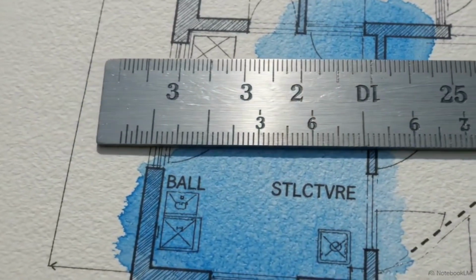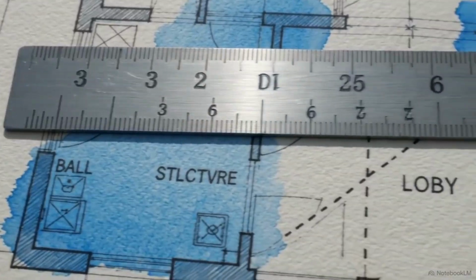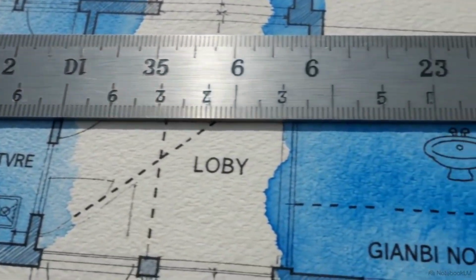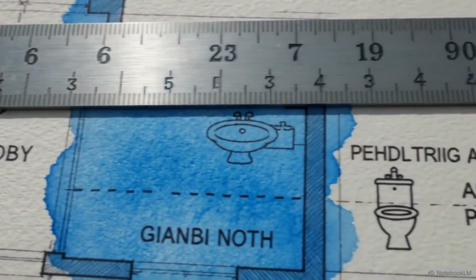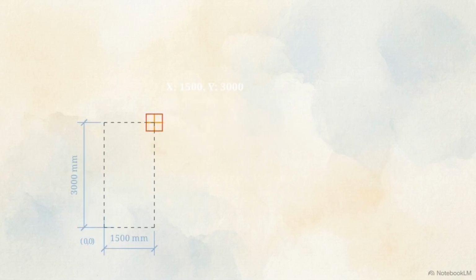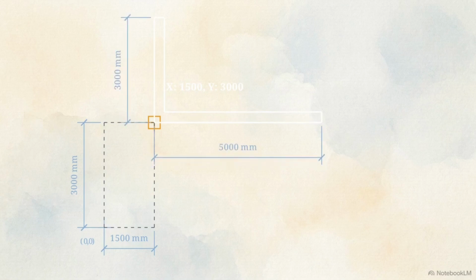Millimeters serve as the absolute standard for architectural and engineering drafting worldwide because they provide the highest level of precision without dealing in fractions. By locking in this setting now, you guarantee that every mathematical coordinate you type into the system represents a reliable, real-world physical dimension.